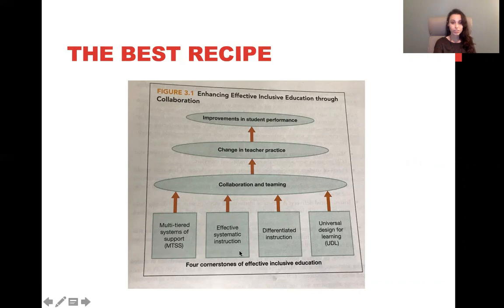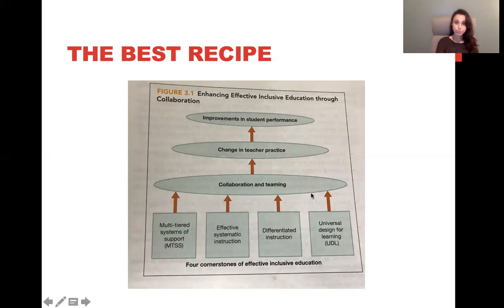We have effective systematic instruction. We need to be good teachers and have good strategies. This is why this class is amazing for people who could end up being a general ed teacher, because you can use this in every class you ever teach. Differentiated instruction is the same because no learners are the same, whether they have an IEP or whether they don't. And universal design for learning is also a very generalizable strategy that you can use for all students. So I think you'll really benefit and enjoy this.